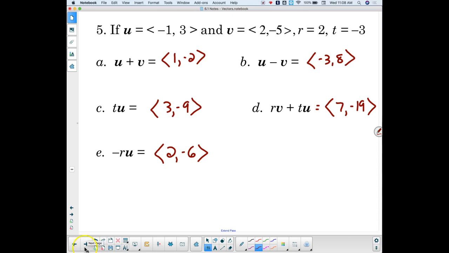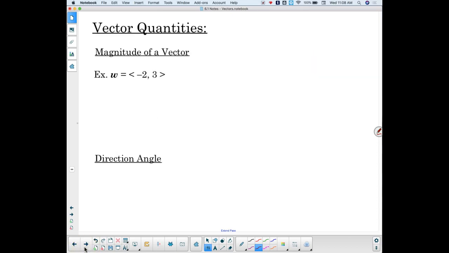So today then we're going to start talking about the quantities of a vector. A vector has 2 quantities. The first quantity is that it has a magnitude. The magnitude of a vector is the length of that vector.